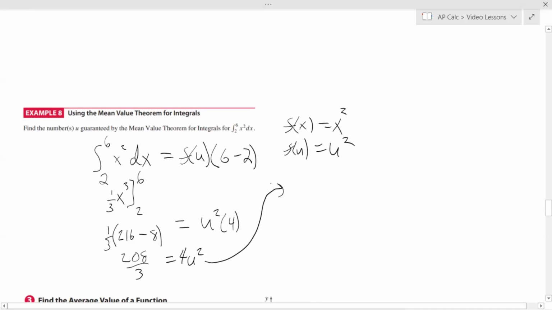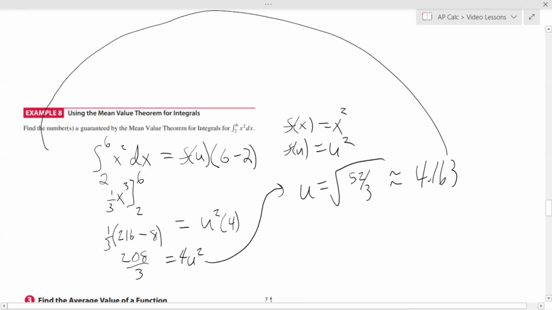So if we bring our work over here, all we do is solve for u. So divide by 4 and take the square root. So u would equal the square root of 52 thirds, because we reduced it a little bit, which is approximately equal to 4.163. The important thing is that 4.163 lies on the interval from 2 to 6. And that's what we're saying. u is guaranteed to be on that interval by the mean value theorem for integrals.